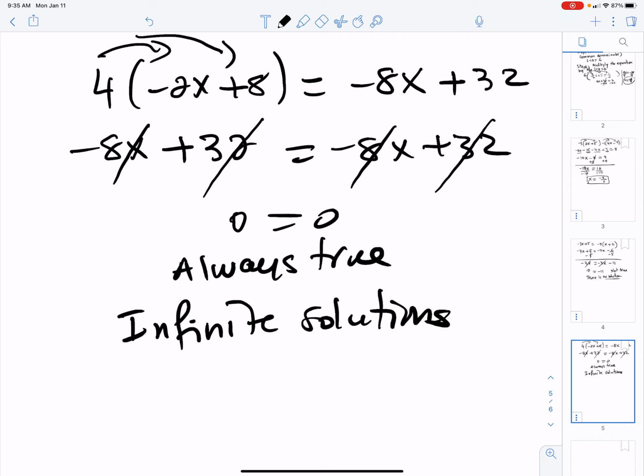Or a true statement. If I replace x by 100, the right side will be equal to the left side. They're identical. If I replace x by 1, same thing. If I replace x by 2,000, it's the same thing. If I replace x by negative 10, it's the same thing. So that's why we have infinite solutions, right? So not one solution, not no solution, but infinite. We cannot count the number of values of x that will make this equation true.